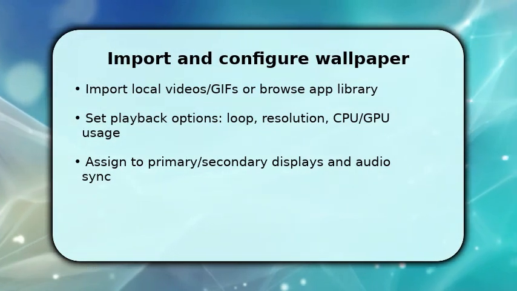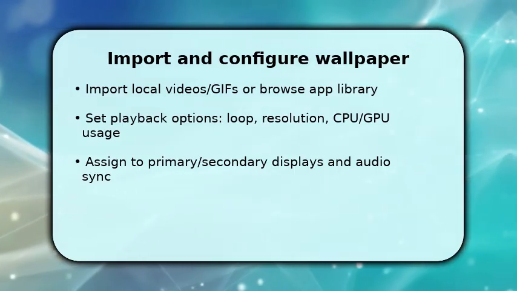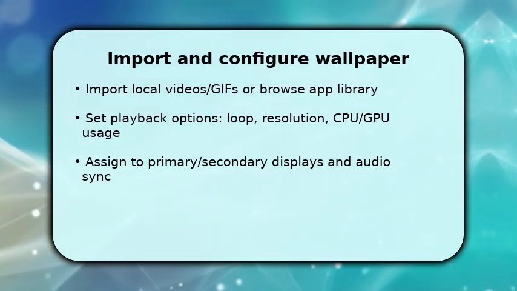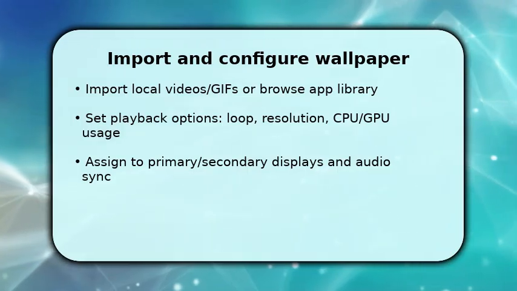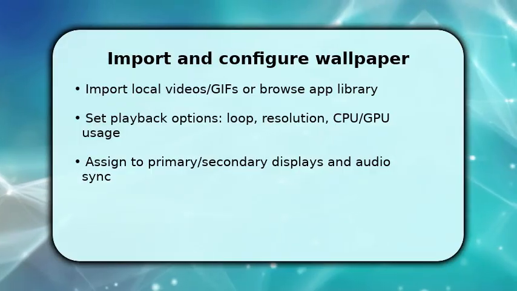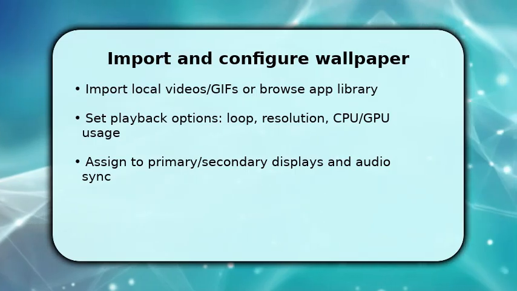Use MP4 or WebM for best performance. Once the asset is loaded, configure playback. Set loop, scale mode, and target resolution to match your display. Then adjust performance sliders: lower CPU usage if battery is a concern, or enable GPU decoding for smoother playback.